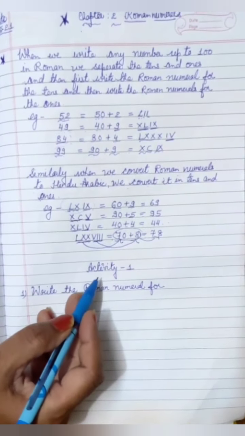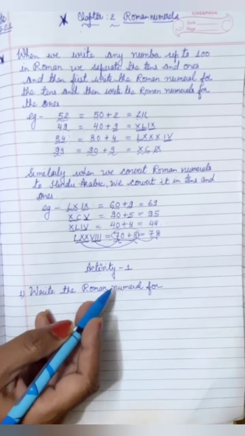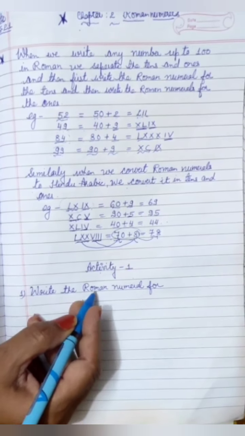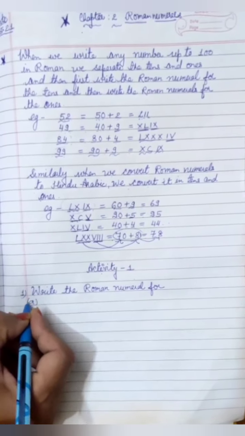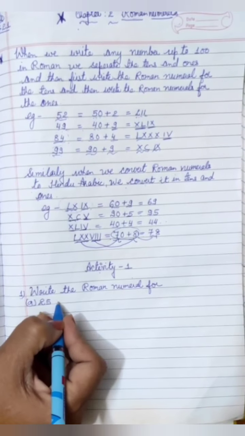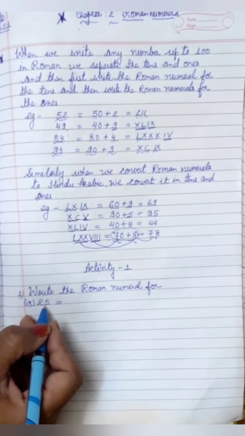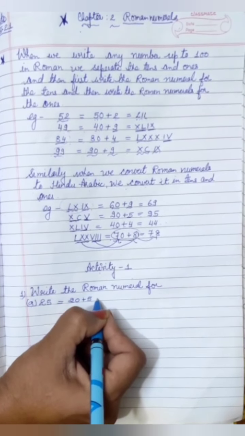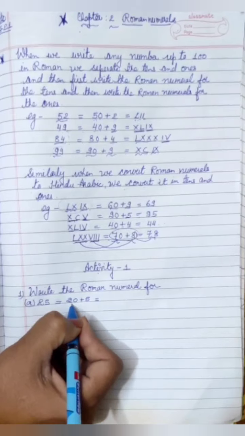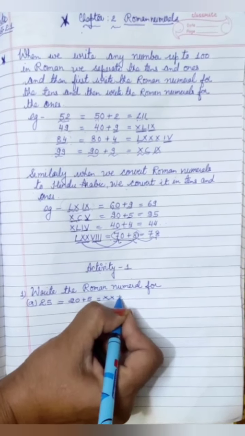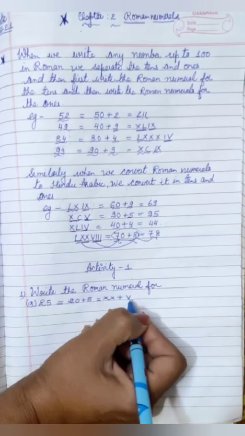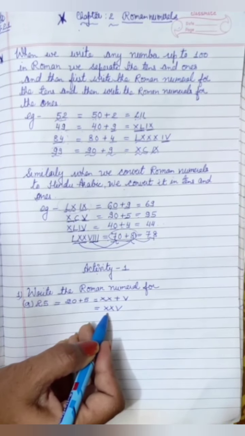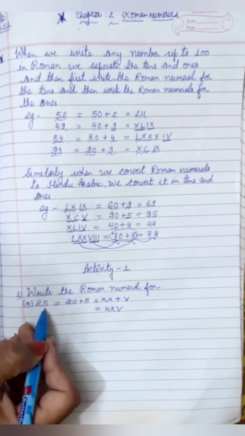Now, students, we start Activity 1, which is given in your book, page number 28. Write the Roman numeral for number A, 25. First, we break it into tens and ones. So we write 20 plus 5. Now, for 20, we write X 2 times. And for 5, we write the symbol V. And we add these two, then we get XXV. XXV is 25.